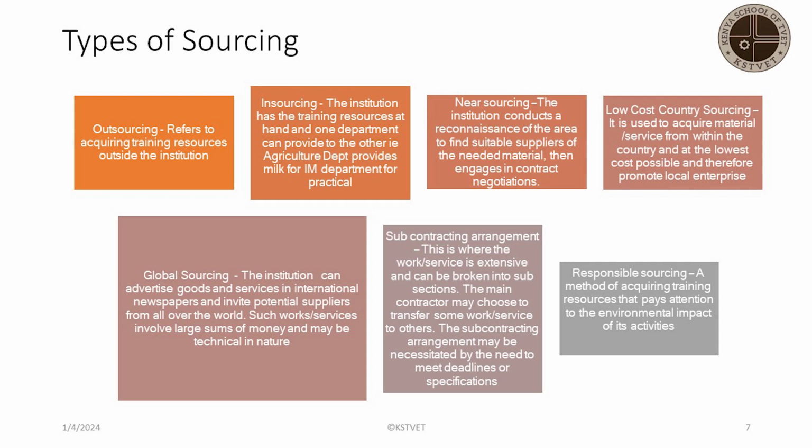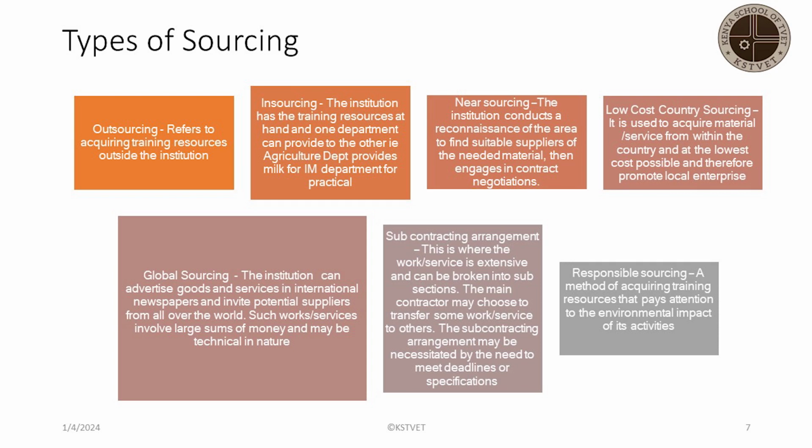6. Subcontracting arrangement. This is where the work or service is extensive and can be broken into subsections. The main contractor may choose to transfer some work or service to others. The subcontracting arrangement may be necessitated by the need to meet deadlines or specifications. And lastly, responsible sourcing. This is a method of acquiring training resources that pays attention to the environmental impact of its activities.